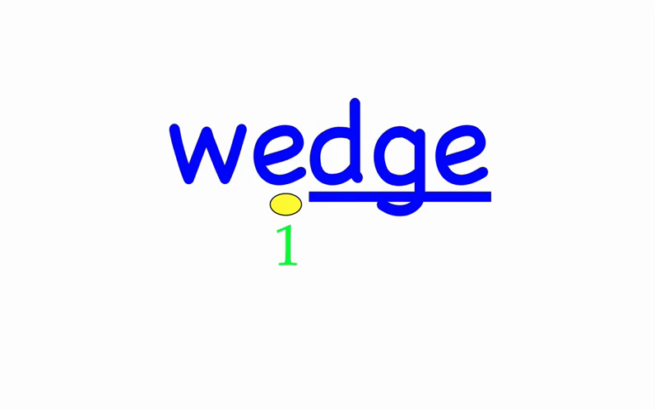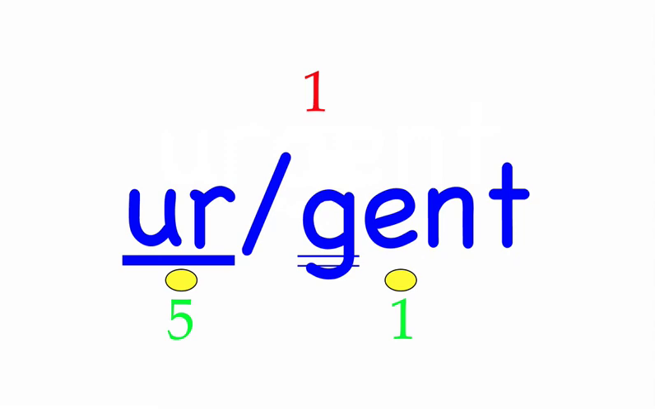Urgent. Urgent. This is an urgent matter. Urgent. And for spelling, we pronounce the word urgent. Ur has 1 sound. Gent. 4 sounds. J, e, n, t. Urgent. Mark the word.